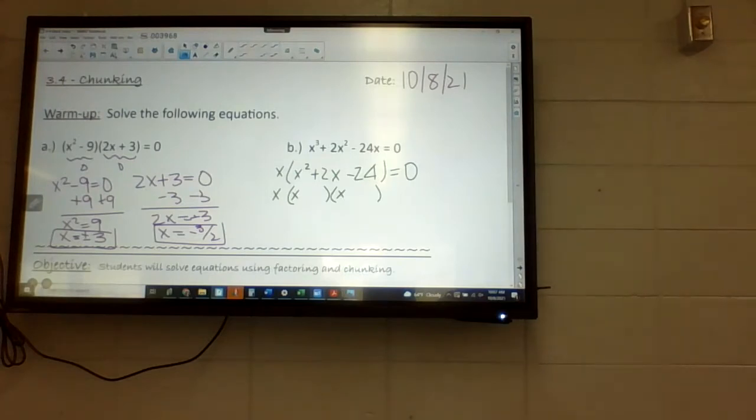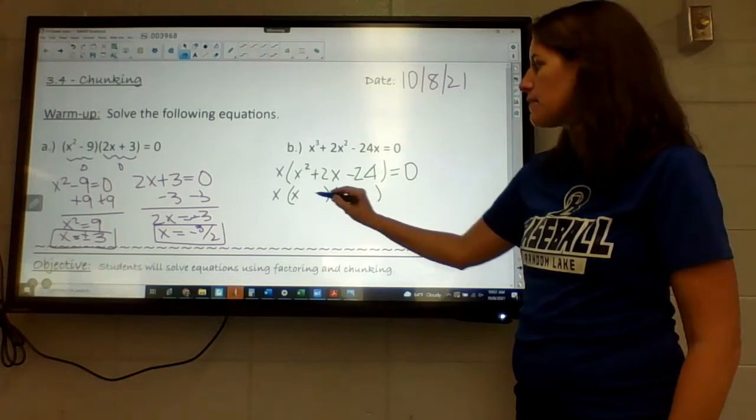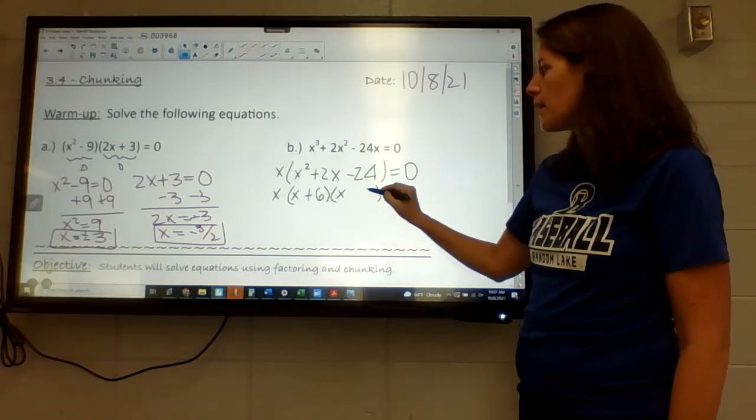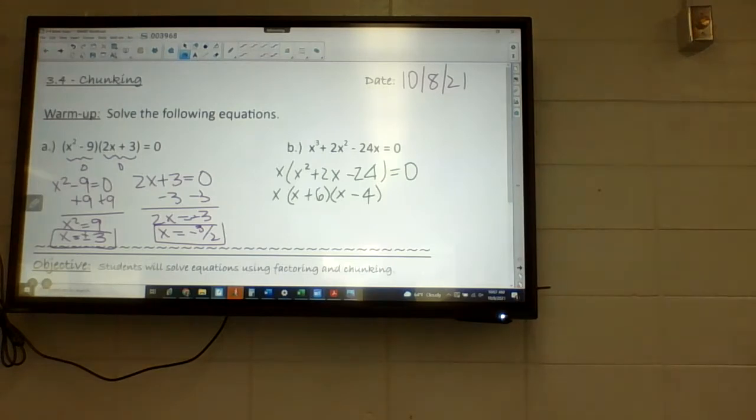So what are our numbers to get -24 when I multiply, but add to get +2? Yes, +6 and -4. The signs are important because we want that 2 to be positive. If you have those signs flipped, that 2 would be negative when I add them.